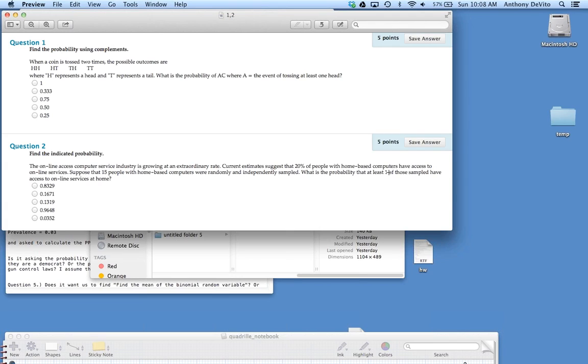So what's the probability that at least one of those sampled has access? At least one means the probability of one or two or three or four or five. And I'd hate to calculate all those probabilities. So maybe I'll calculate the probability for what's below that. Anybody want to hazard a guess on what you would find the probability for, since cumulative goes everything from that number down?